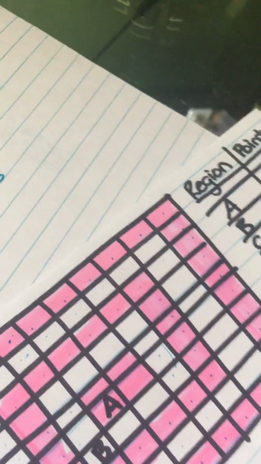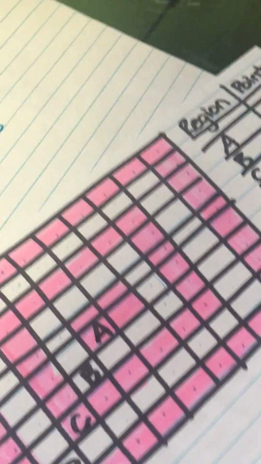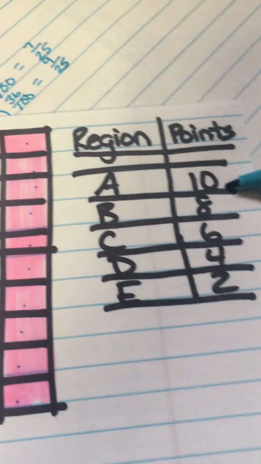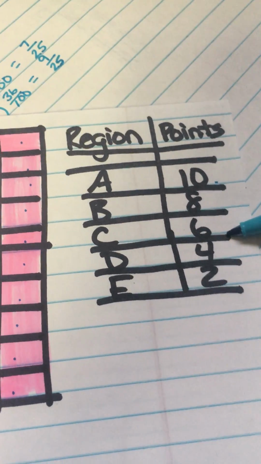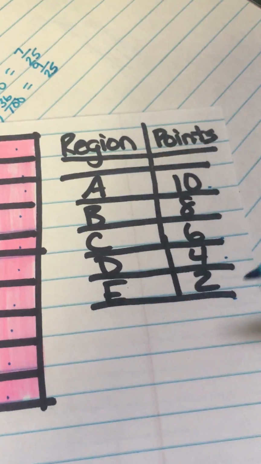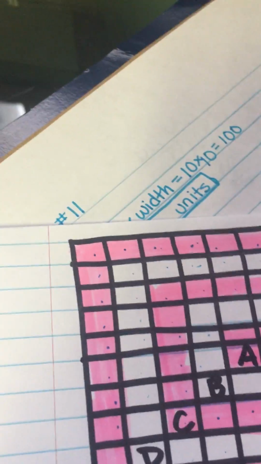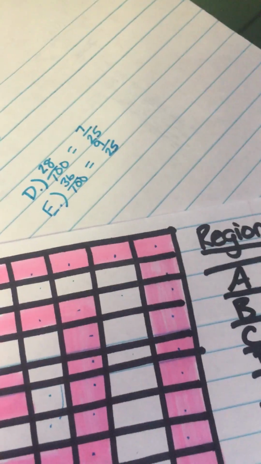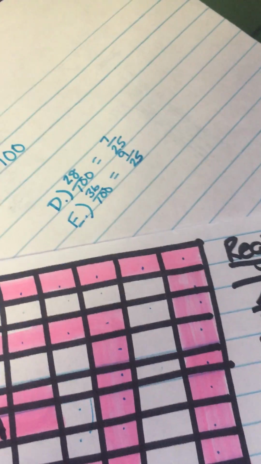C says if 2 darts are tossed, what is the probability of the event scoring 20 points? So here's where this total thing lines up. If you land in A, you get 10 points. B, you get 8. C, you get 6. D, you get 4. E, you get 2. So the only possible way that you would be able to get 20 points in 2 darts is if you land in A, both times.